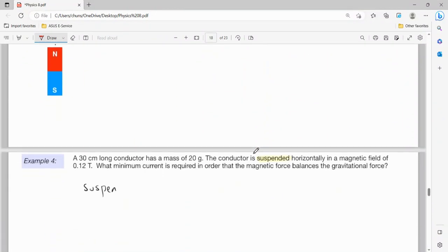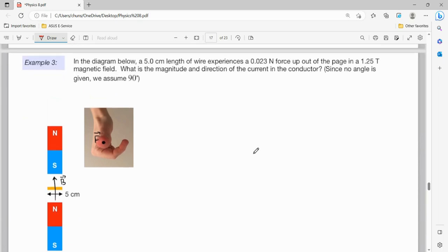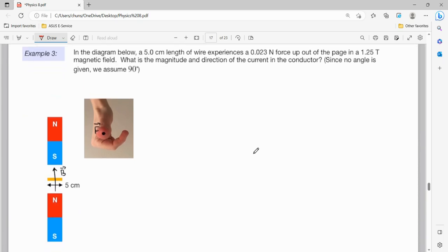And in this third example, we have a wire that is experiencing a magnetic field from two magnets, and it experiences a force up and out of the page in a 1.25 Tesla magnetic field. So what's the magnitude and direction of the current in the conductor in this case?